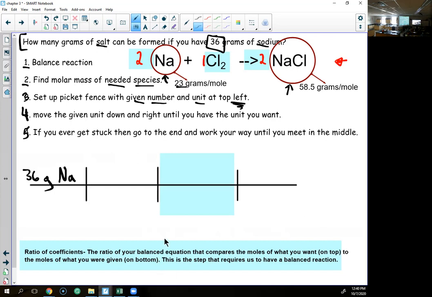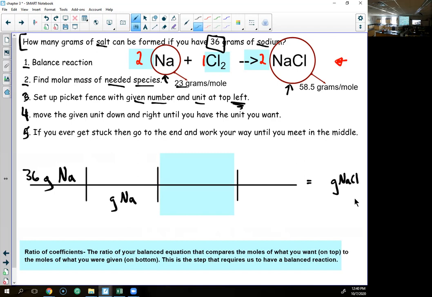Okay, now look, step 4, move the given unit down and right until you have the unit you want. Okay, so what that means, look at the screen. It means I'm going to move grams of Na right here. Now look at the problem. What do I want to solve for? What unit? Grams of NaCl. You okay with that?